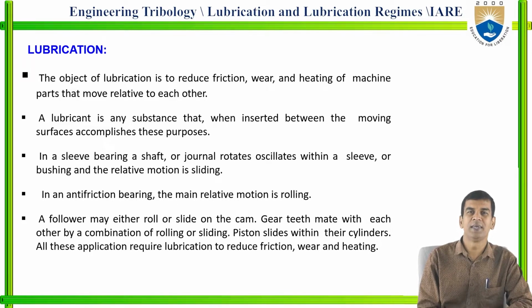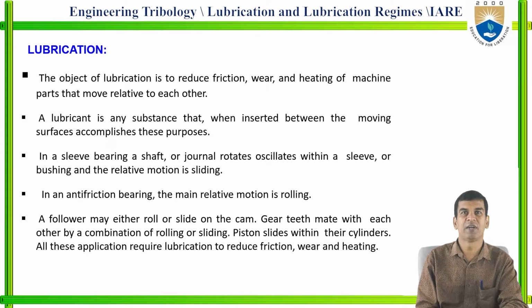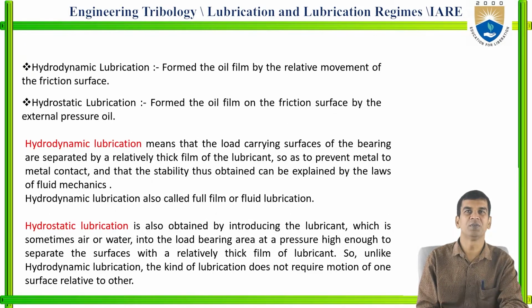Next point, in an anti-friction bearing, the main relative motion is rolling. Example, cam and follower will also be examples of lubricating systems. Now we will try to see what lubrication regimes are.